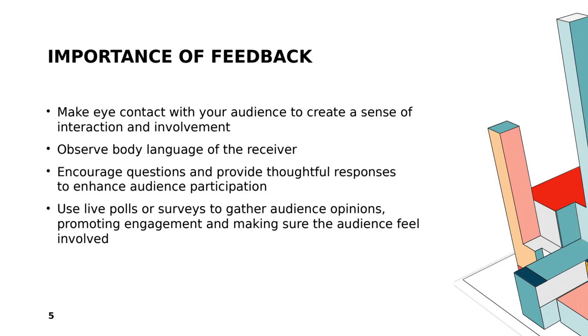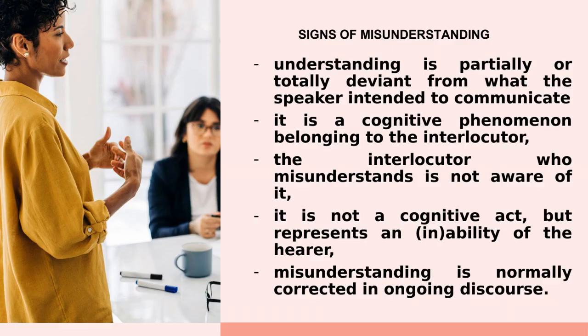And then, of course, we need to speak about the science of misunderstanding, or the source of misunderstanding. So how do you detect when there is a misunderstanding? You detect it by looking at the person. Maybe the person partially or totally deviates from what the speaker intended to communicate.